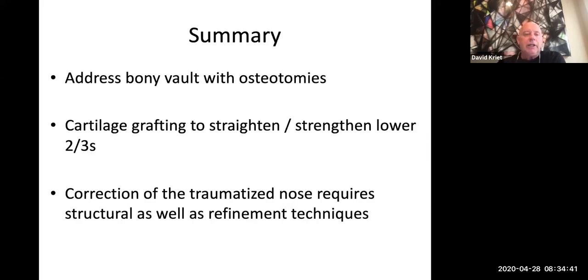So in summary, I think it's really important to do a good nasal analysis. Break the nose down into thirds. Think about that upper bony vault as something that you're probably going to need to address with osteotomies, although occasionally you can use some rasping on the lateral aspect for subtle issues. And then in the middle third, and the lower and the tip as well, we're typically thinking about cartilage grafting to straighten and strengthen that area. And then, you know, we may add some camouflage grafts as well. But it's one of those things where we have to not only think about our management of trauma principles, we also have to think about our rhinoplasty principles.